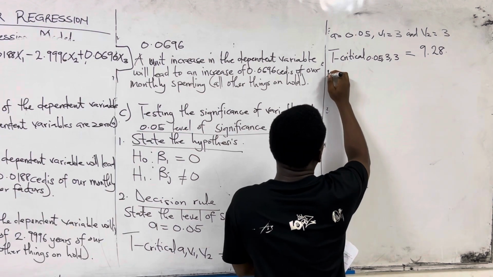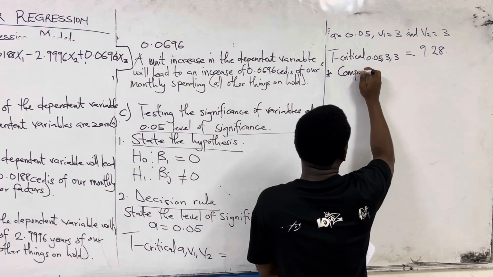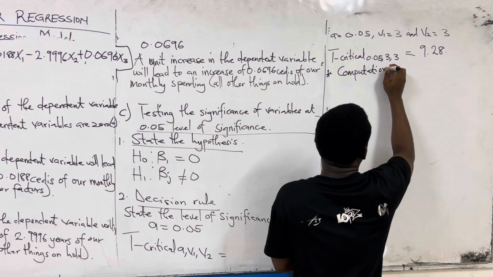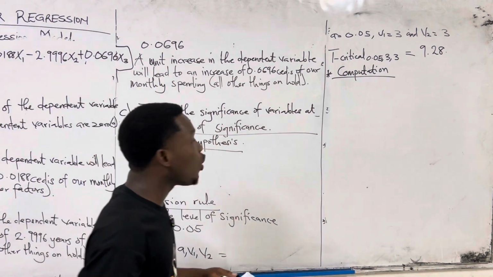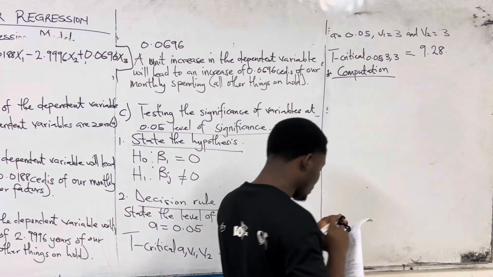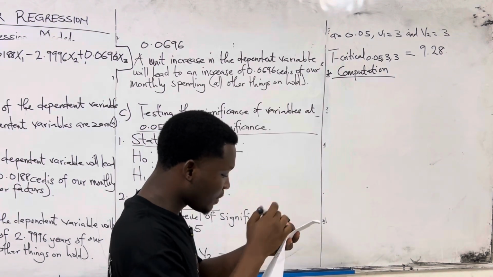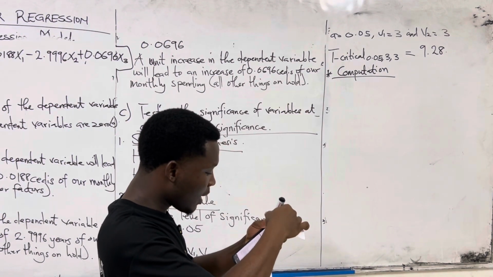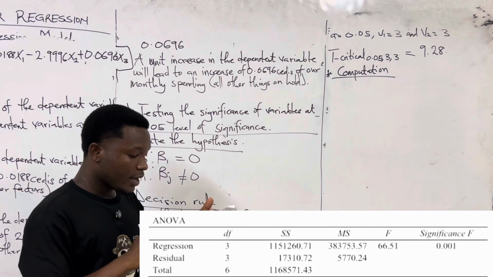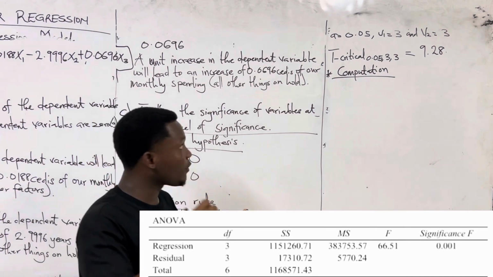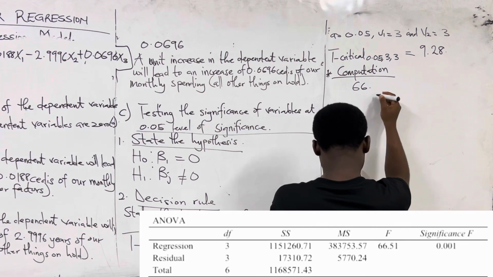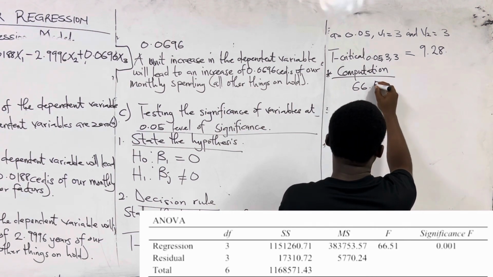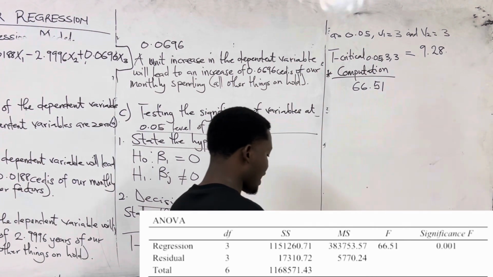So the next thing that we are supposed to do is the computation. As I said, the computation simply means the F value or F statistics. Looking into the question, the F statistics has been given to you. In the table with the heading ANOVA, the F statistics is the same as the F, and it has been given to you as 66.51. That's our F statistics.